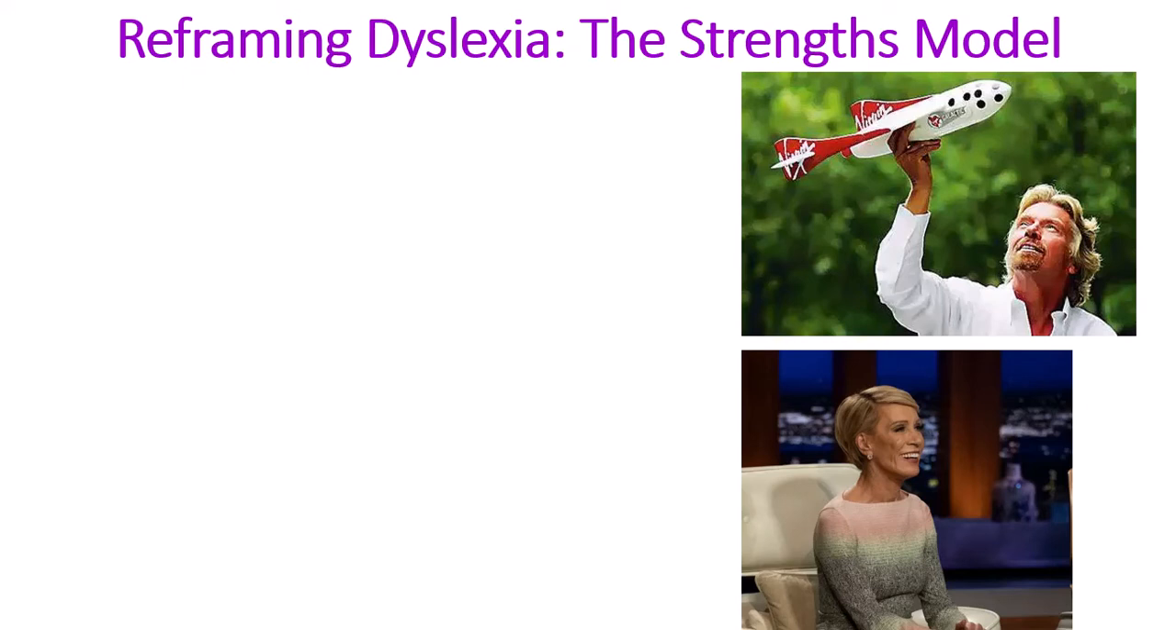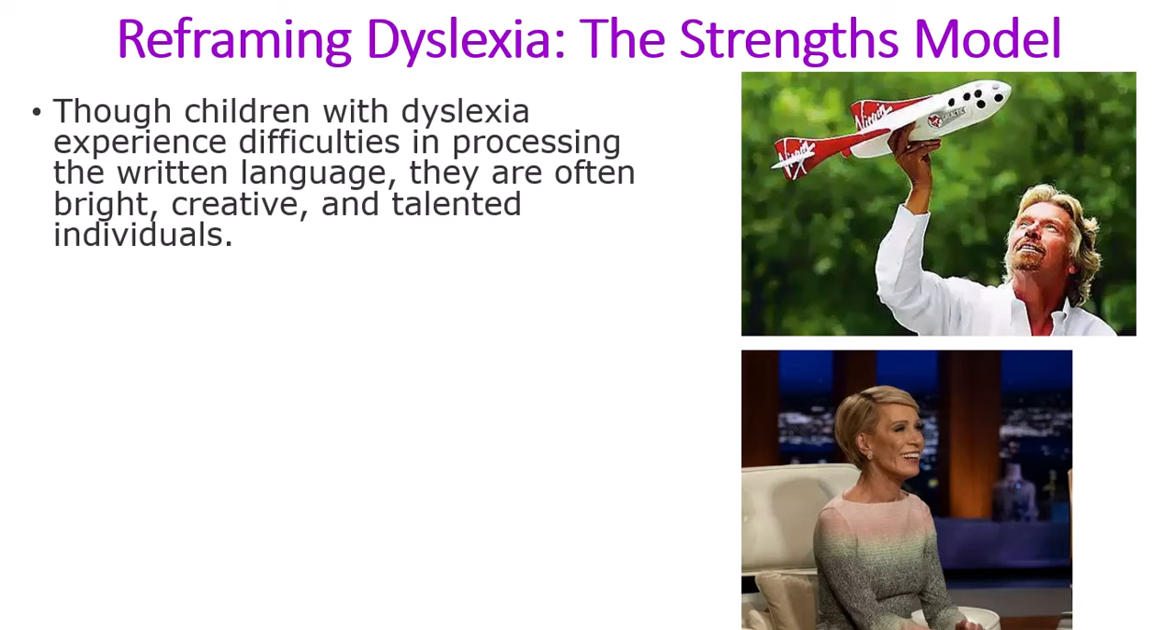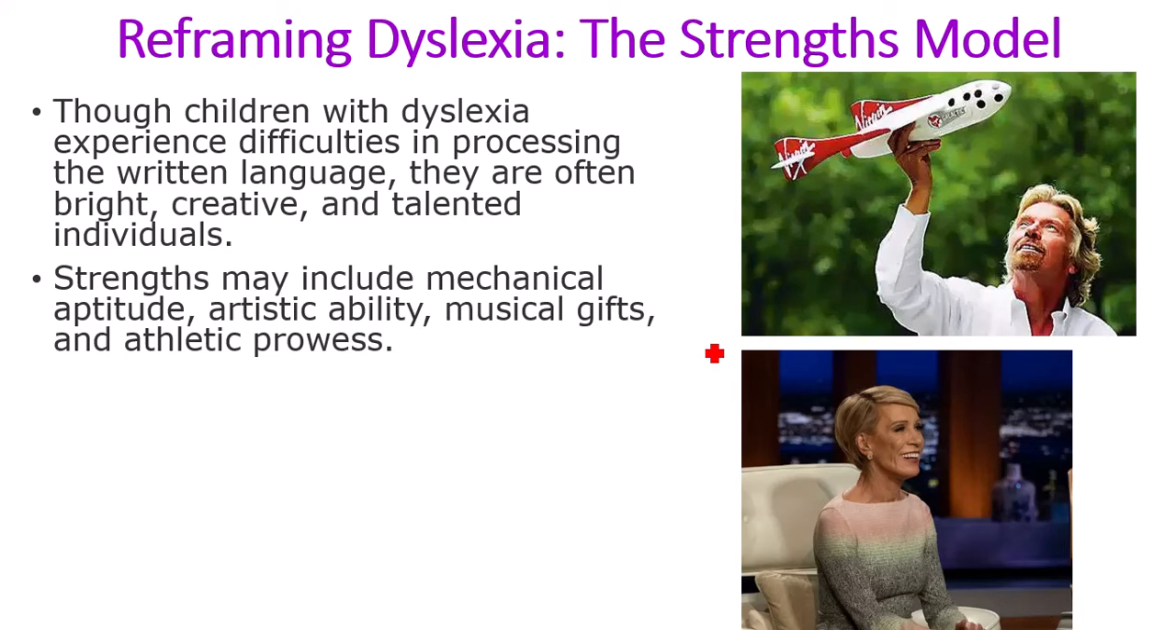In this case, here are two individuals, Richard Branson and Barbara Cochran, who have identified as having dyslexia. Though children with dyslexia experience difficulties in processing the written language, they are often bright, creative, talented individuals. Strengths may include mechanical aptitude, artistic ability, musical gifts, athletic prowess. A lot of times I've found that students don't maybe do well in the classroom, and so they find other areas where they do succeed.